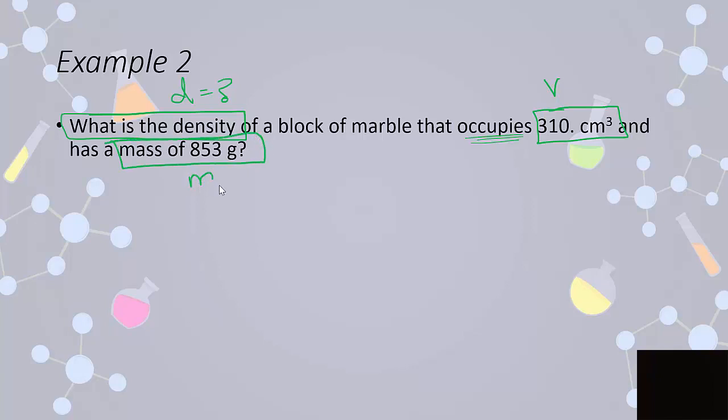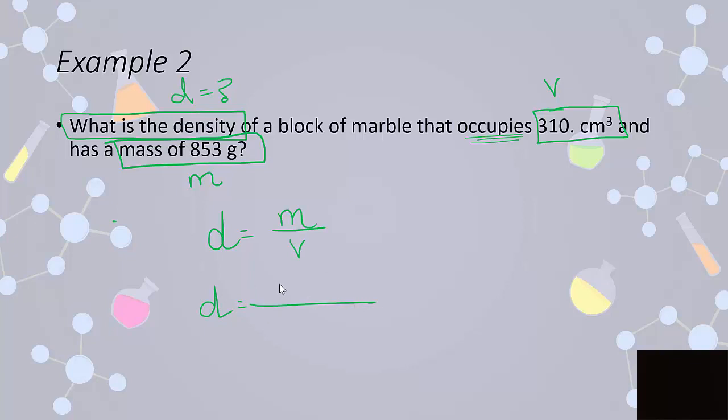So we're just going to label that M. Okay, so this turns out to be just like our last example. The density is what we don't know, so we're going to write our formula. Density is mass over volume. Now we'll plug in our numbers with the units.